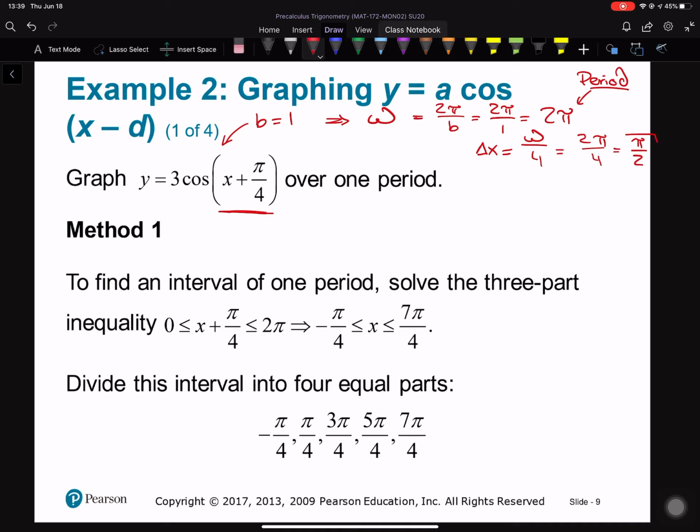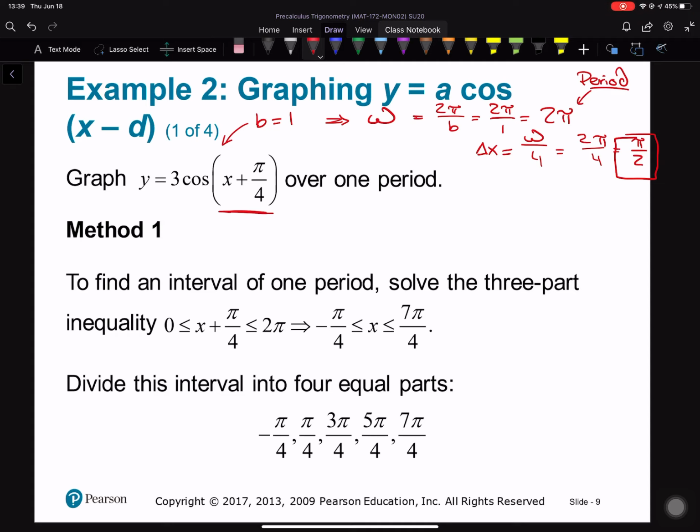So every pi over 2 units we move along the x-axis, we will see the graph of the trigonometric function either rise from 0 to 1, rise from -1 to 0, or fall from 1 to 0, or from 0 to -1. What I like to do is get everything written out, and then add my shifts in.